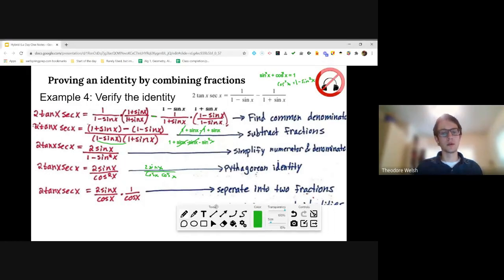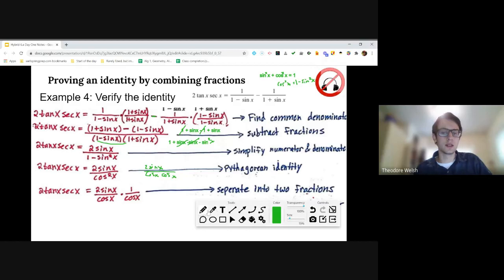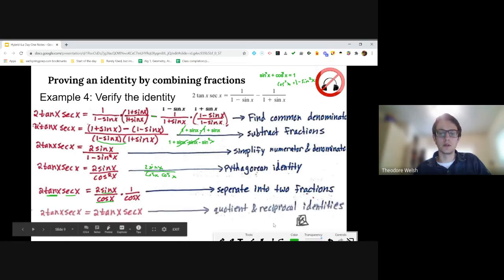Okay. So we separated into two fractions, and I'm sure a lot of you are seeing the next steps we can take. We know sine over cosine is tangent, and 1 over cosine is secant by the quotient and reciprocal identities, respectively. So that's what we do next. We convert sine over cosine into tangent and 1 over cosine into secant. You can separate that into two steps, sine over cosine to tangent in one step, and then 1 over cosine to secant in another, or you can put them in the same step as long as you're writing both identities, showing an explanation for each.